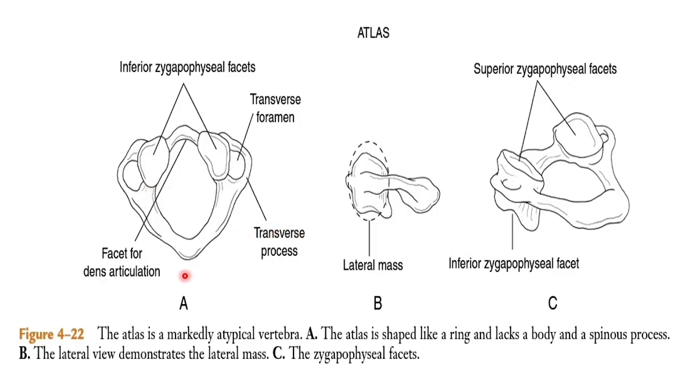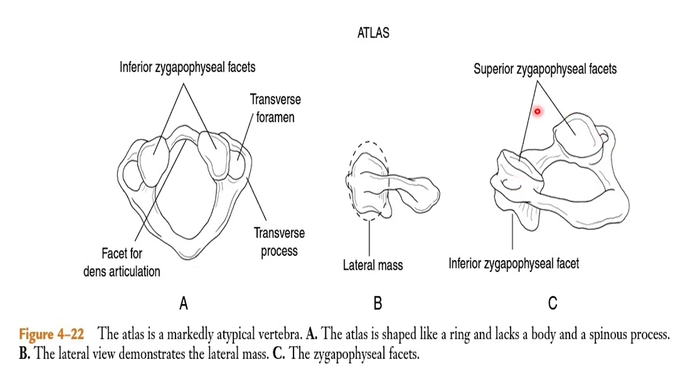So this is the diagrammatic representation of your axis. In this, you can see the inferior apophyseal facets and this transverse foramen through which your vertebral arteries will be passing, and the transverse process. And this is the facet for dens articulation, or the odontoid process of your axis. And this is the lateral mass, and this is the superior zygapophyseal facet.